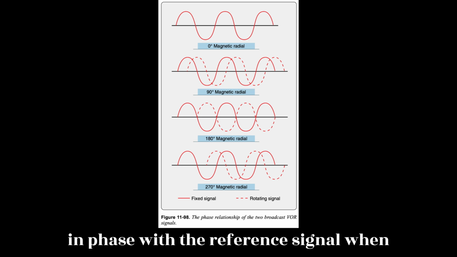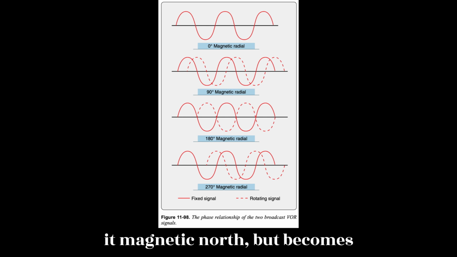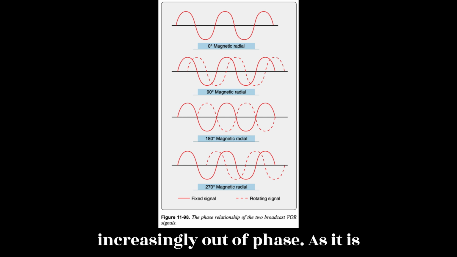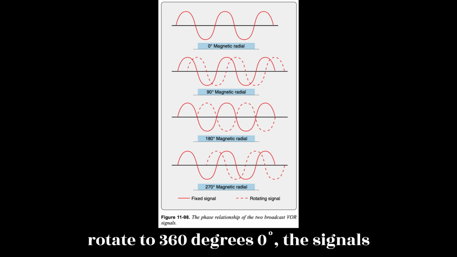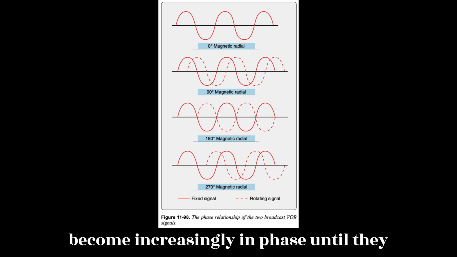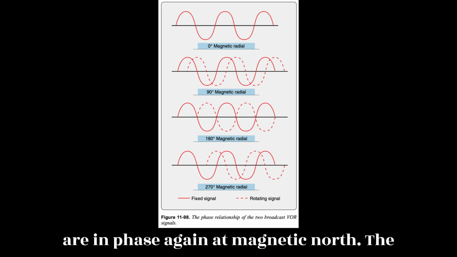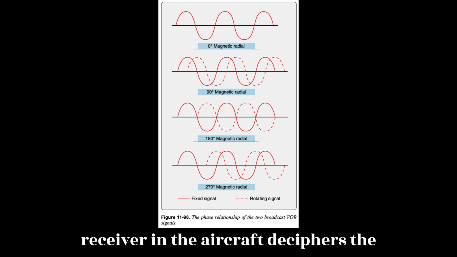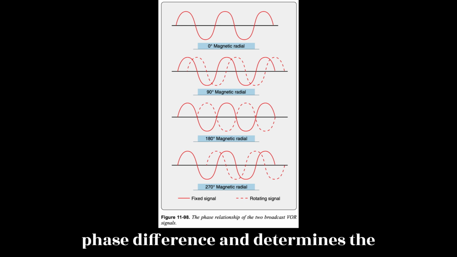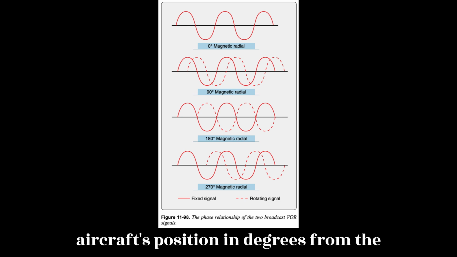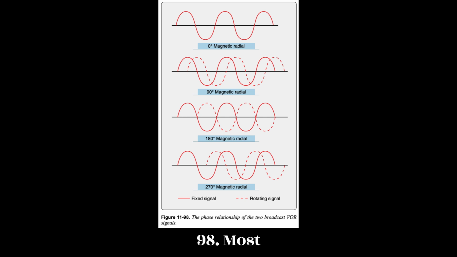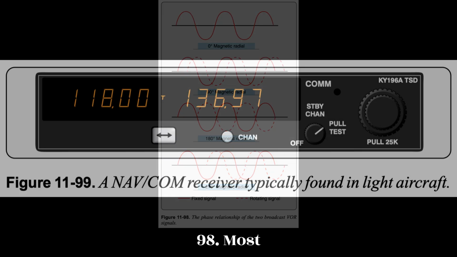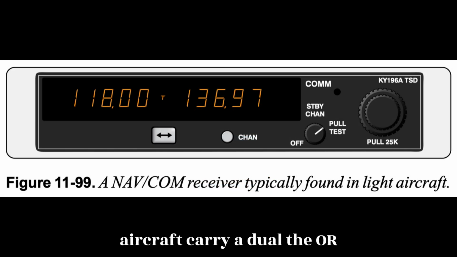The variable signal is in phase with the reference signal when at magnetic north but becomes increasingly out of phase as it is rotated to 180 degrees. As it continues to rotate to 360 degrees, 0 degrees, the signals become increasingly in phase until they are in phase again at magnetic north. The receiver in the aircraft deciphers the phase difference and determines the aircraft's position in degrees from the VOR ground-based unit. Figure 11.98. Most aircraft carry a dual VOR receiver.